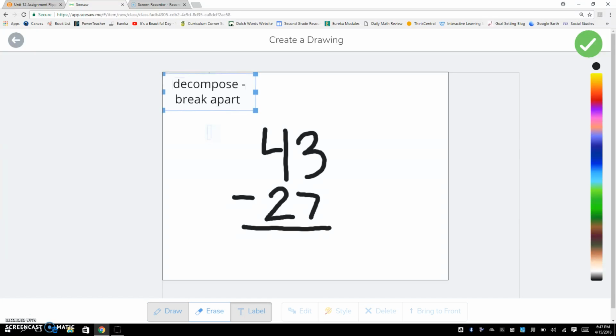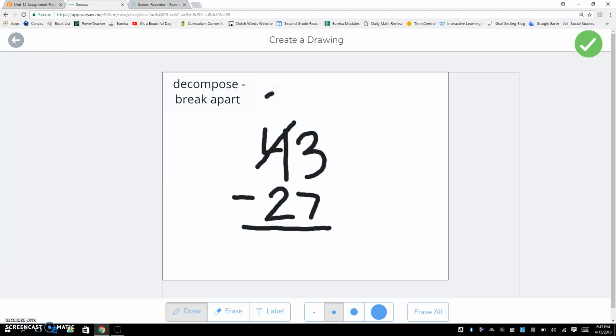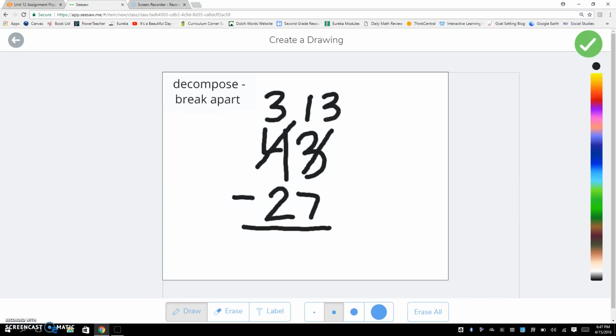So, I'm going to cross out the 4 tens. I'm going to take 1 ten away. So I'm breaking my 10 into 10 ones, and I bring those over to the ones place. Since I already have 3 ones, I would add 10 plus 3, and that would be 13. Now my problem is ready, and I can subtract as I normally would.